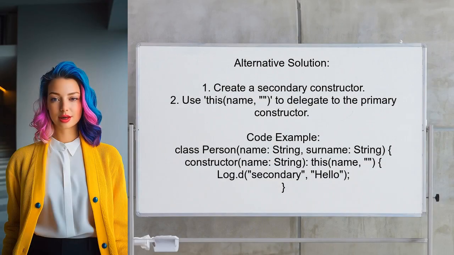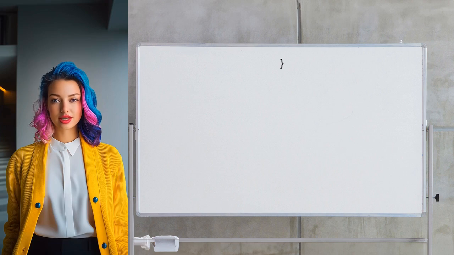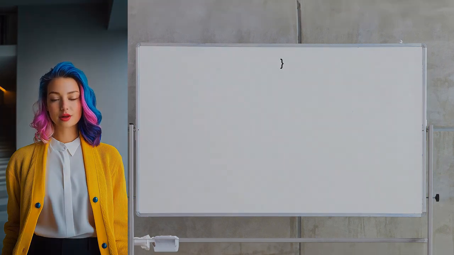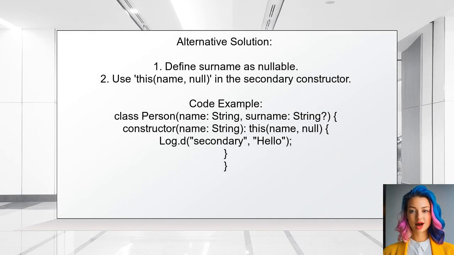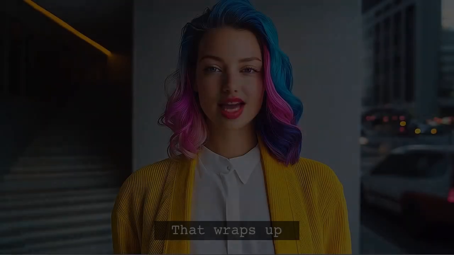This user suggests creating a secondary constructor in Kotlin that takes 1 parameter. They explain that this constructor must delegate to the primary constructor using the this keyword. In their example, the secondary constructor initializes the surname with an empty string. Alternatively, the user mentions that if you want to allow null values, you can define the surname parameter as nullable. This way, you can delegate to the primary constructor with this(name, null). That wraps up that answer.